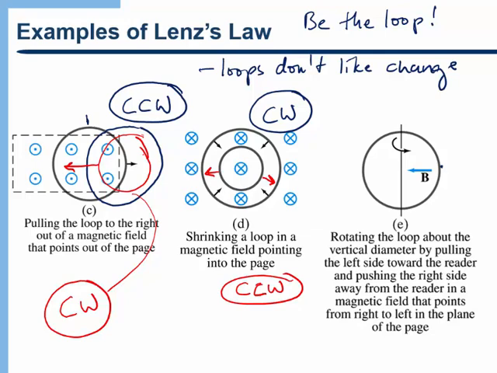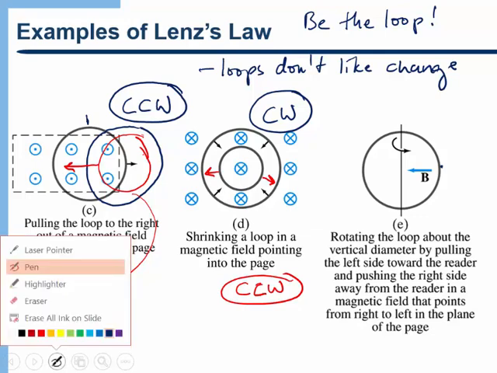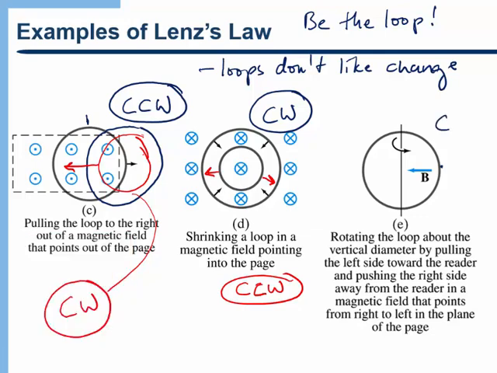Therefore, the loop wants to make magnetic field coming out. So you'd put your thumb in the outward direction. Your fingers would curl in a counterclockwise direction. And so the answer is counterclockwise.